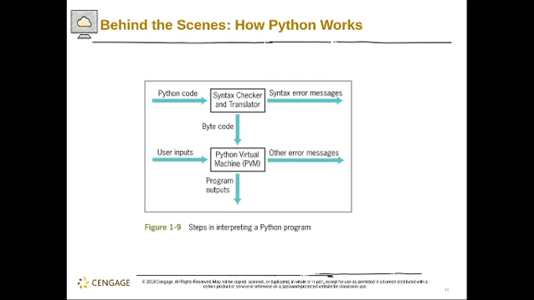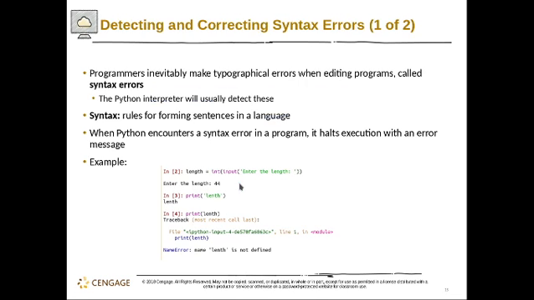And then it will run the code. And if you are requiring additional inputs, you will also input additional information, and then it will give outputs or some other error message if there are any issues with your input. Programmers inevitably make typo errors when editing programs, and these are your syntax errors. The Python interpreter will usually detect these syntax errors. When Python encounters a syntax error in a program, it halts execution with an error message.